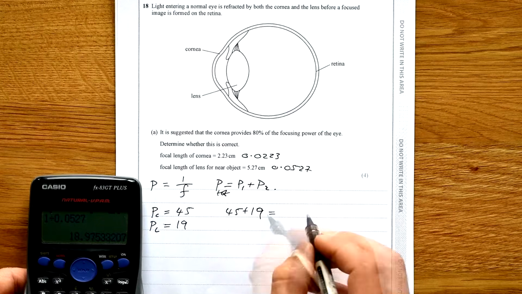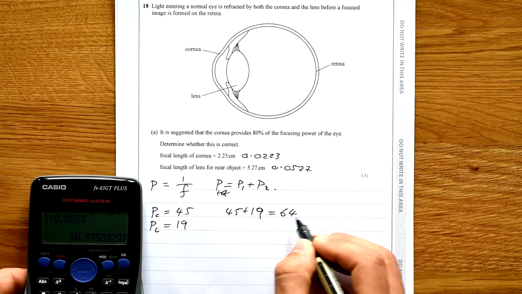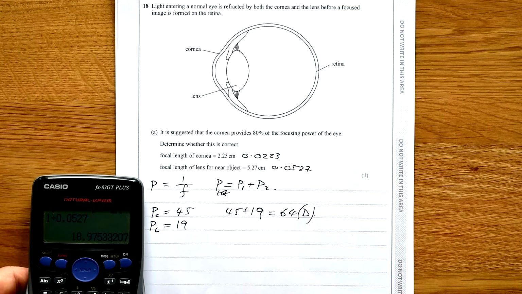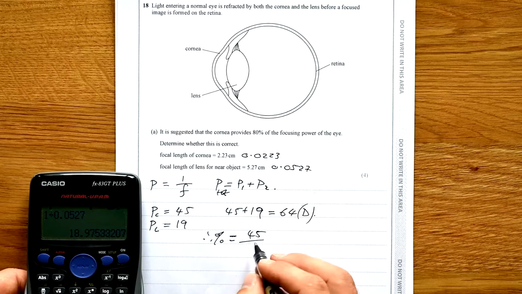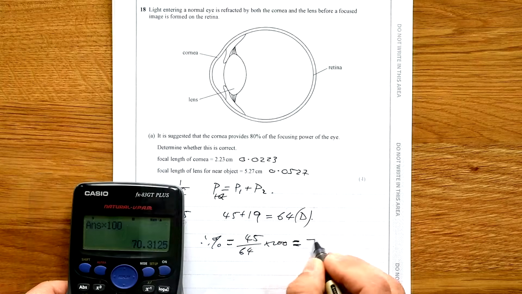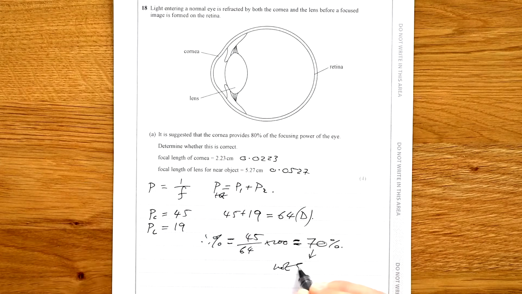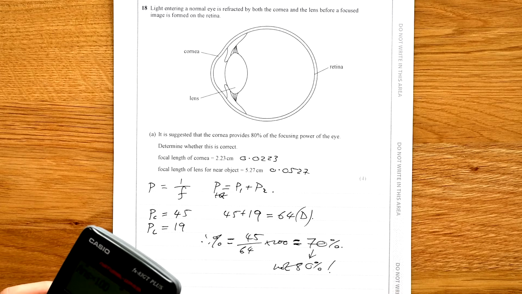45 plus 19 gives us an overall power of 64 diopters, that's the unit for that. Therefore the percentage, well, we just want to know the cornea divided by the 64 times 100, it gives us 70%, not 80%. So it's a little bit less.